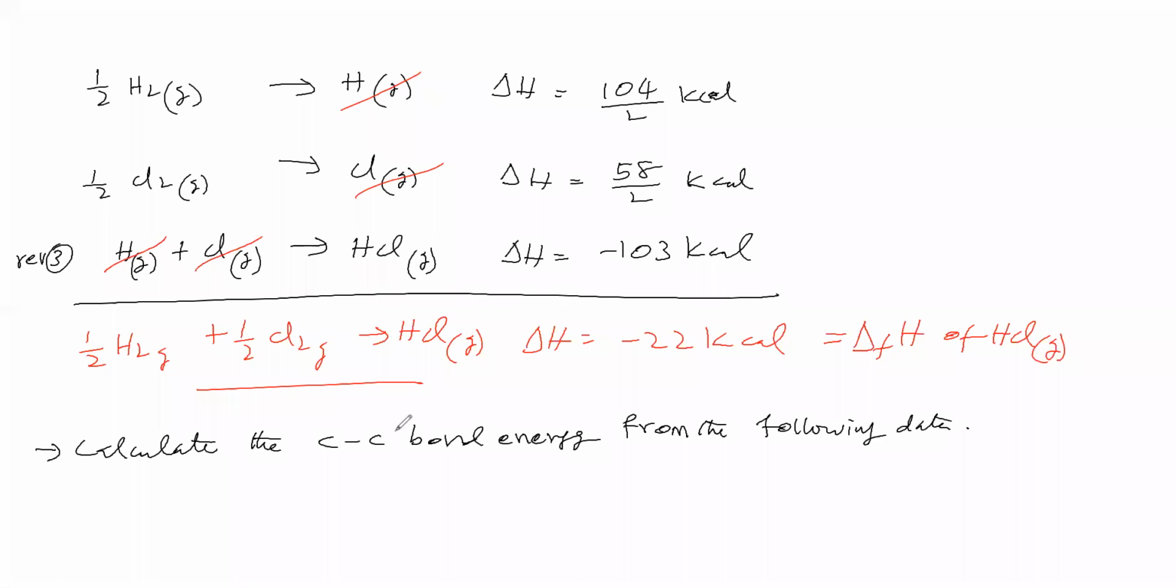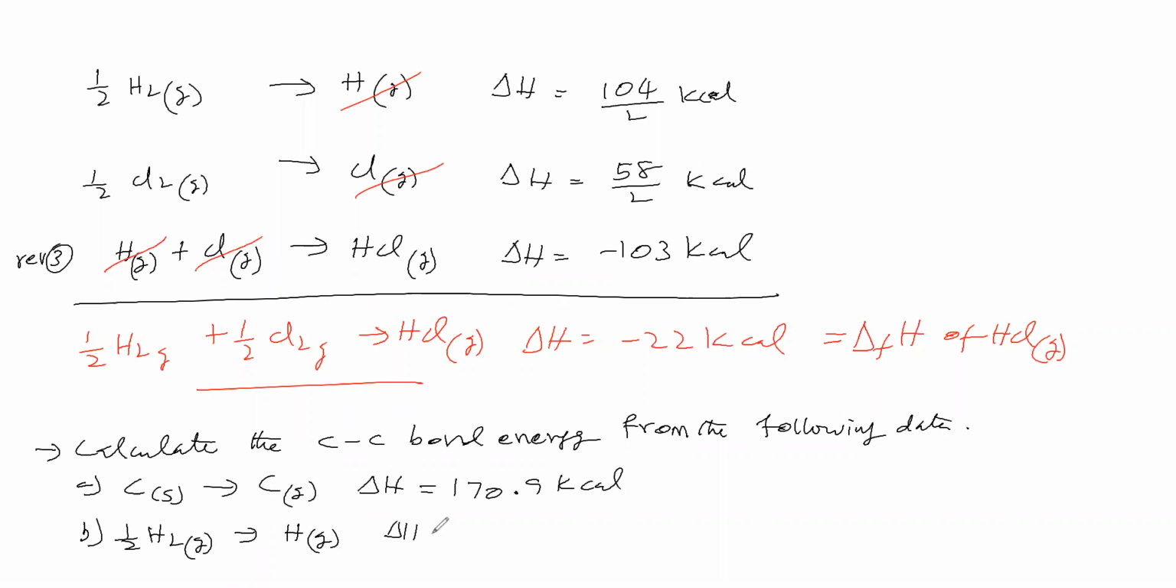From the following data. The first one given, first subdivision: carbon solid gives carbon gas, delta H is equal to 170.9 kilocalories. Then the second subdivision: H2 gas gives hydrogen atoms in gaseous state, delta H is equal to 52.1 kilocalories.